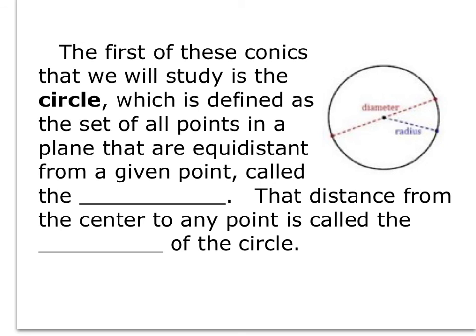Everyone knows what a circle is. The official definition, as we can see, is that it's a set of all points in a plane that are equidistant from a given point. And of course that given point is called the center of the circle. And the distance from that point to any other point on the circle, you can see in our little diagram up there, is not the diameter but the radius.